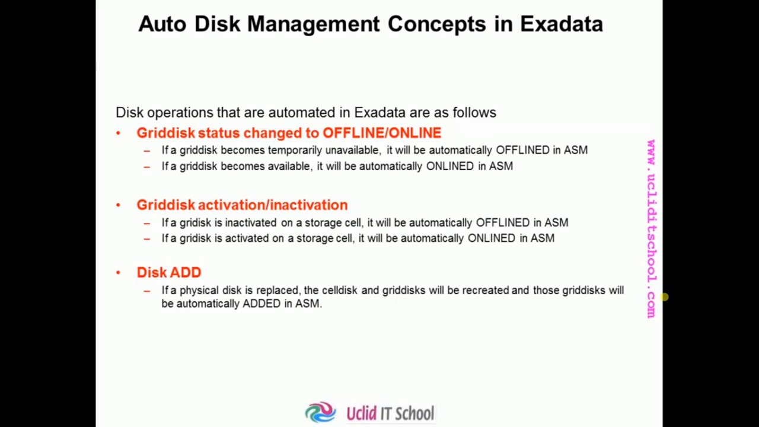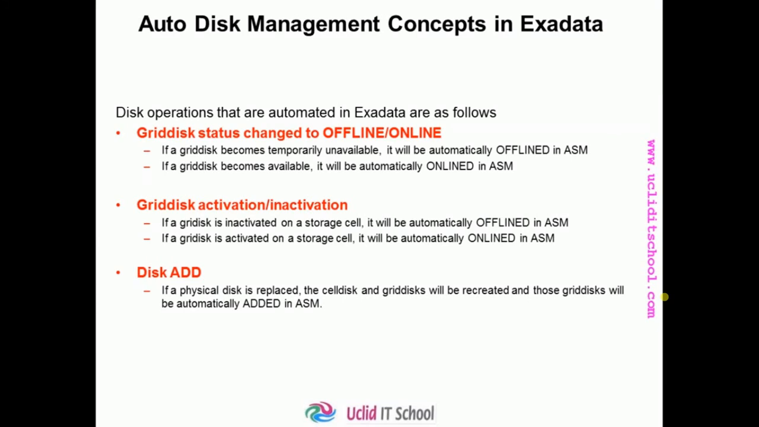The second automation is that inside the storage server, you can activate or inactivate the grid disk. So whenever you inactivate a grid disk inside the storage server, the corresponding ASM disk will be automatically offlined inside ASM. You don't need to manually do that. Once again, whenever you activate that grid disk inside the storage server, the corresponding ASM disk will be onlined automatically inside ASM.